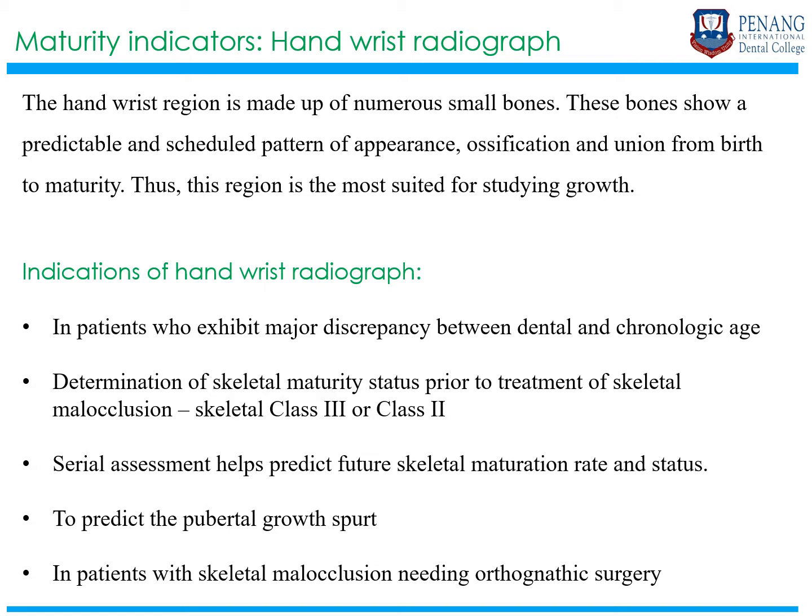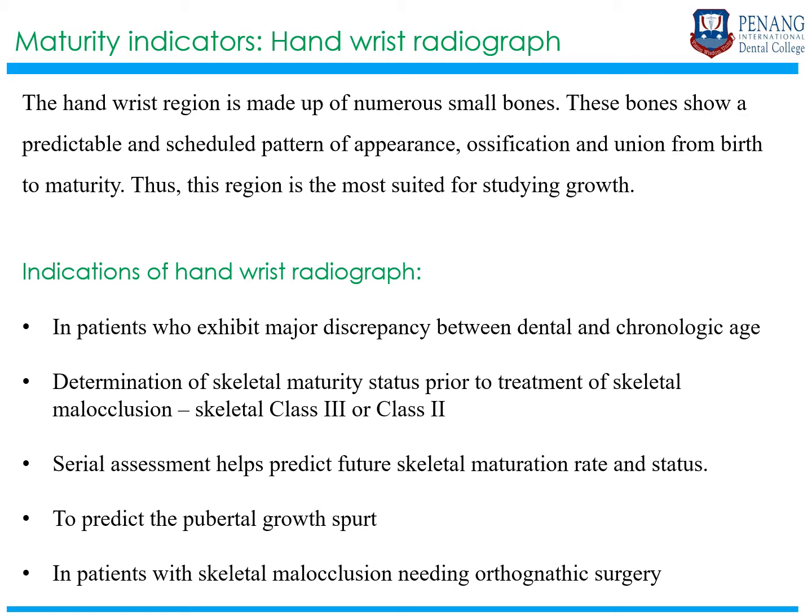In patients who exhibit a major discrepancy between dental and chronologic age, if you perform a hand wrist radiograph, you will be able to understand if there exists a correlation between the chronological age of a patient and the dental age of that individual. It also helps in the determination of treatment of skeletal malocclusion, especially class 3 and class 2. It will also help you in the serial assessment and prediction of future skeletal maturation rate and status.